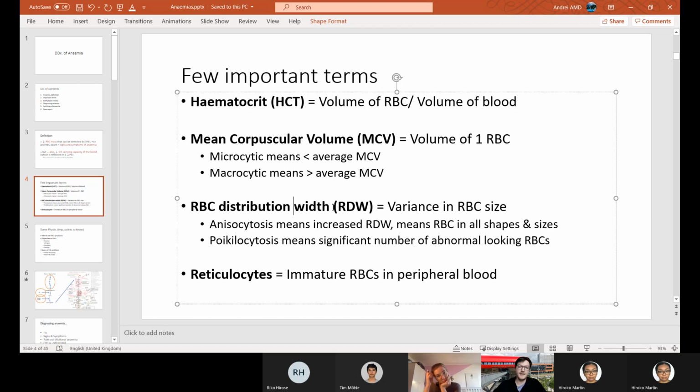Another term that's important is red blood cell distribution width. It just means you look at the microscope, you measure the red blood cell, and then you compare it with the size of other red blood cells, and that variance, how much they vary from one another, is the RDW. And then 2 terms that you might be seeing from time to time is anisocytosis, which means that the difference between 2 cells is high.